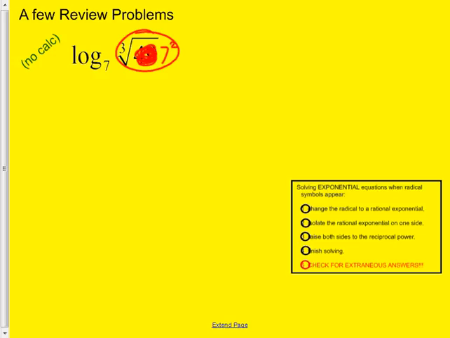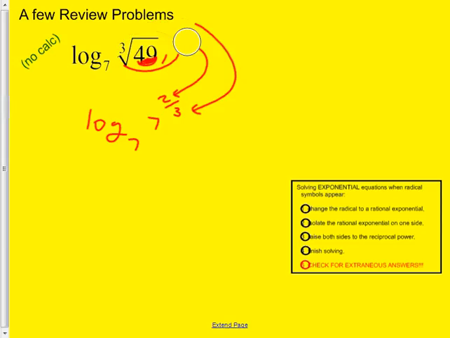Obviously, it's 7 squared. So this is log base 7 of 7 to the 2/3. What happened there? The root goes on the bottom. The power goes on the top. So 49 becomes 7 squared. Maybe this will help if I just rewrite it this way: log base 7 of the cube root of 7 squared. And that hopefully helps you see that it's 7 to the 2/3 power. And then the answer must be 2/3.